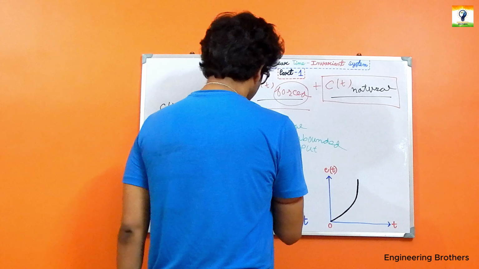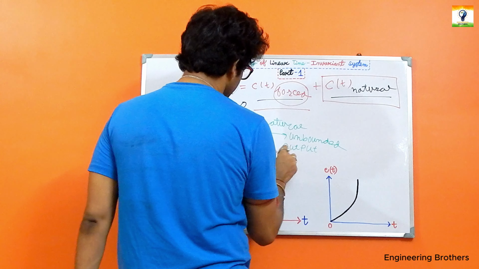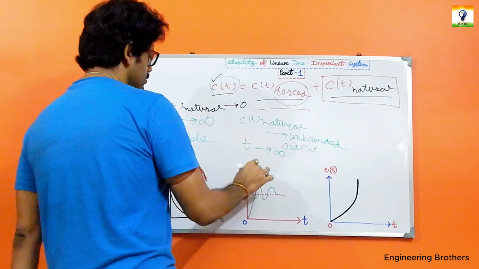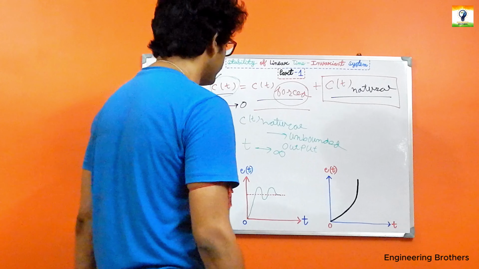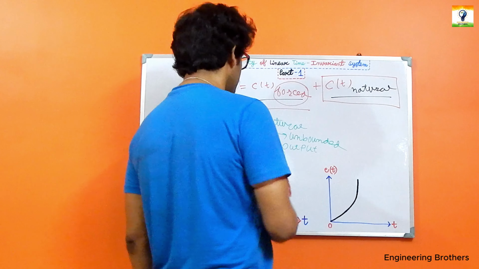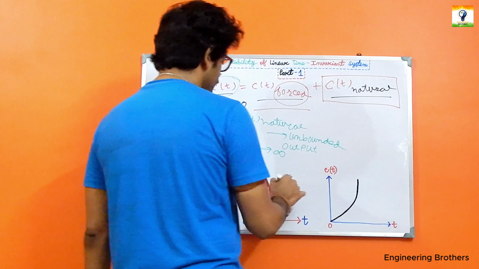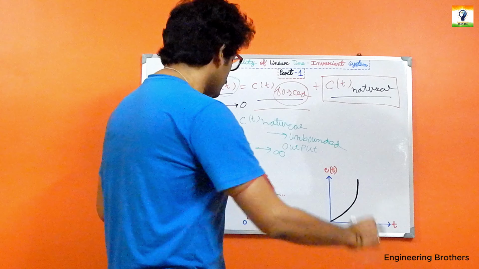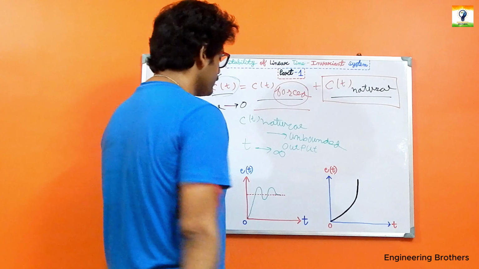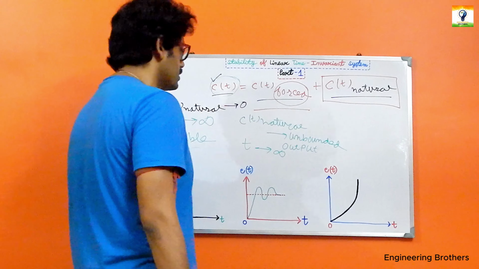If we do increase the time, that is, t tends to infinity, the output response in this system will be unbounded, or we cannot predict the output waveform of our given system. If you just increase the time, we cannot predict the output of our considered system over here.